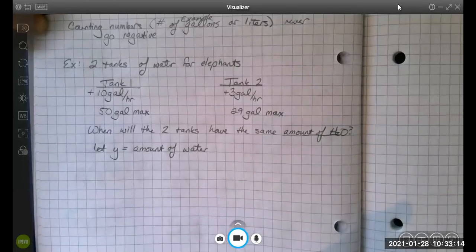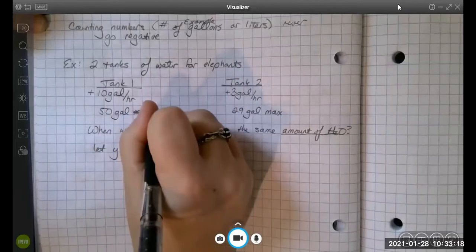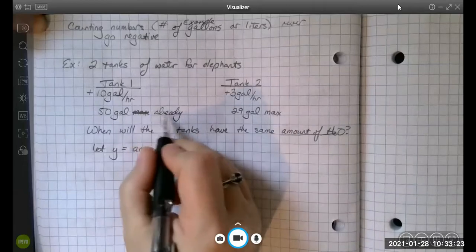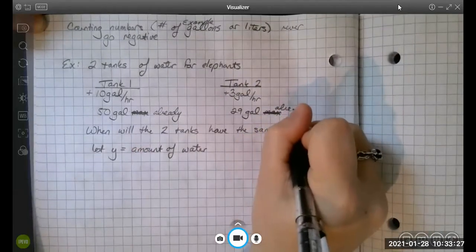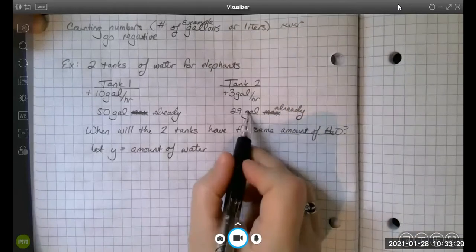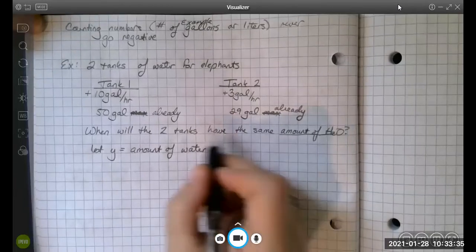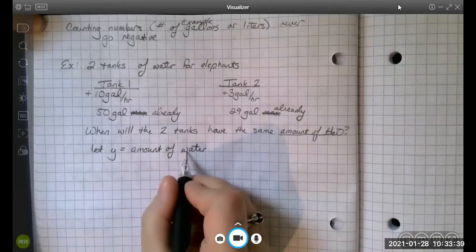Oh, no, I misread this. So this one has 50 gallons already. See, this is why it's important to reread the question. This is 50 gallons already. This one has 29 gallons already. So they're partially filled. They like this tank a lot. And they've slopped most of the water out of it. This one still has 50 gallons of water in it.